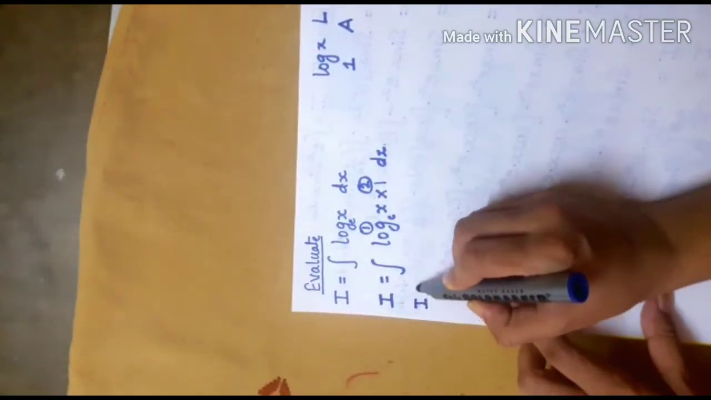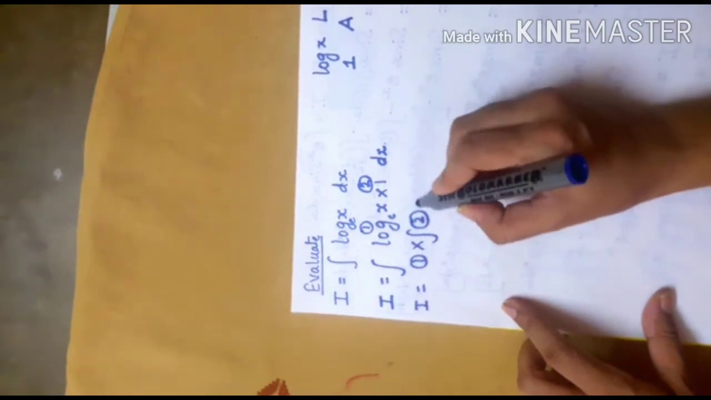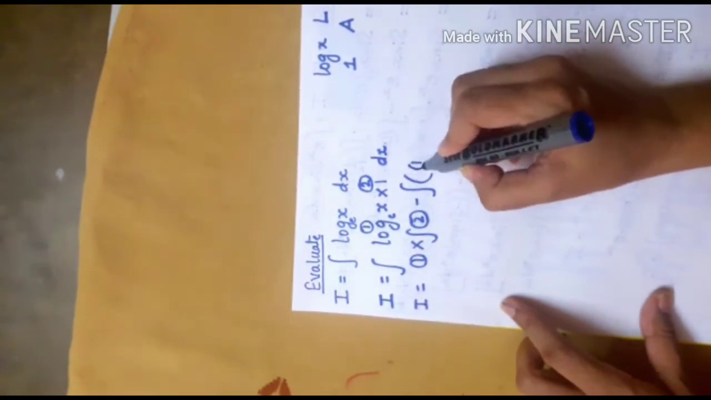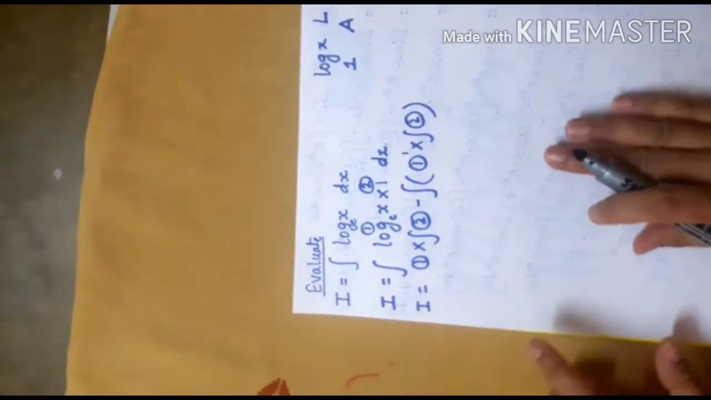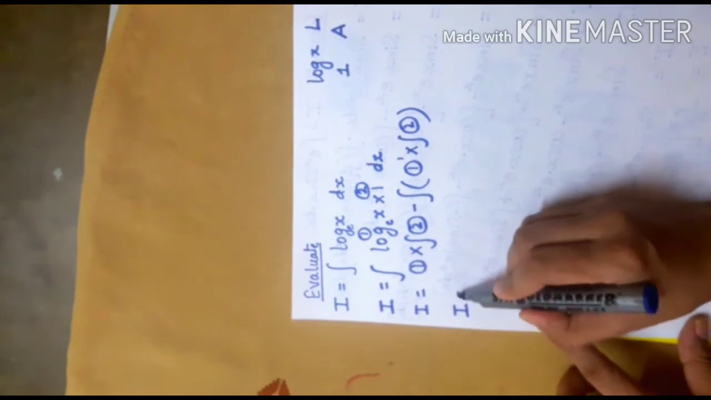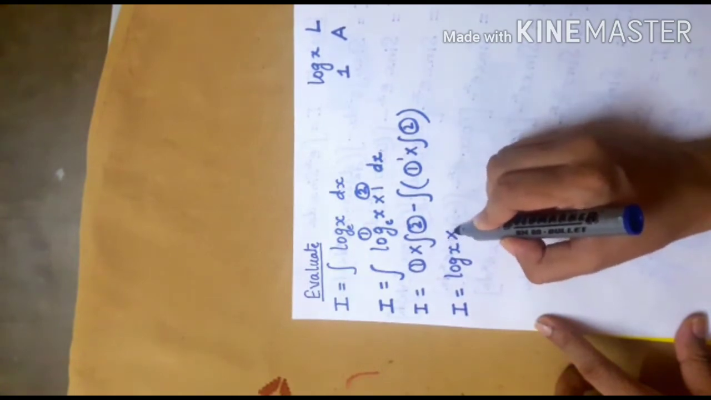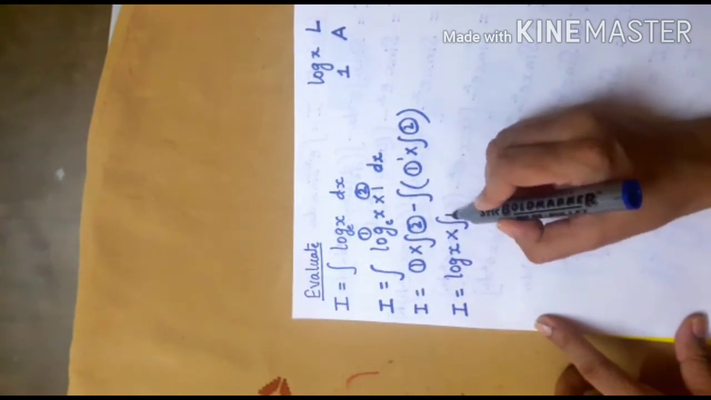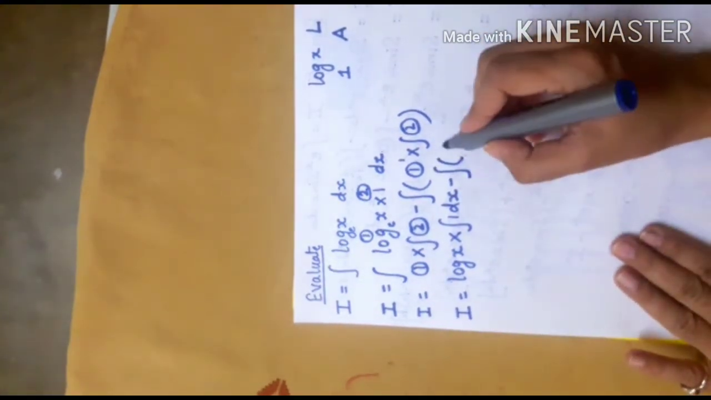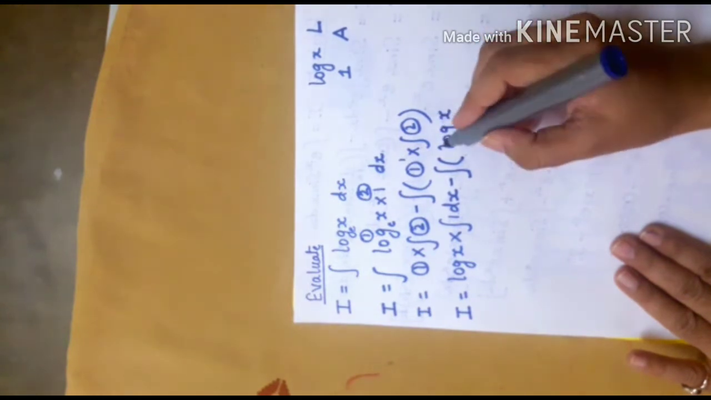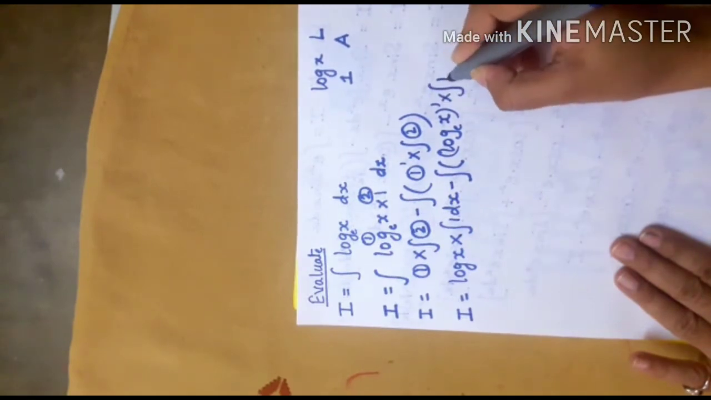Now integration by parts is first function into integral of second minus integral derivative of first into integral of second. Yes, let's substitute the values. First function, that is log x, into integral of second, that is integral of 1, minus integral of derivative of first, that is derivative of log x, into integral of second.